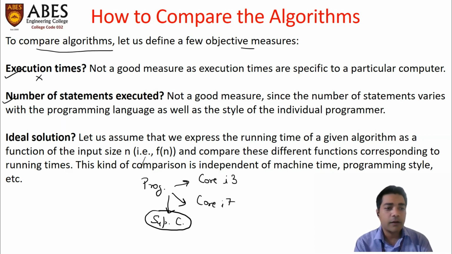The next point: can the number of statements executed be a correct measure? For example, one coder is writing 10 lines of code to run the same program, and another is writing 5 lines of code to run the same program. Depending on the style of writing and the language you are using, the number of statements increases or decreases. So is that a good measure? Definitely not. The number of statements executed is also not a very good measure.